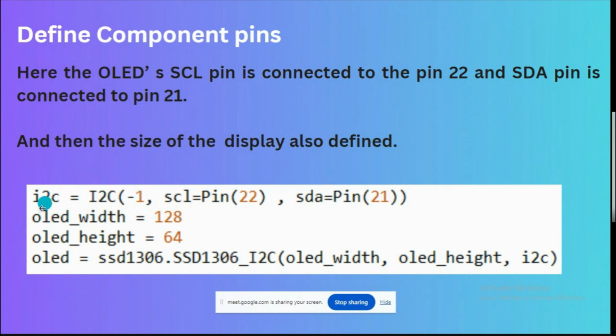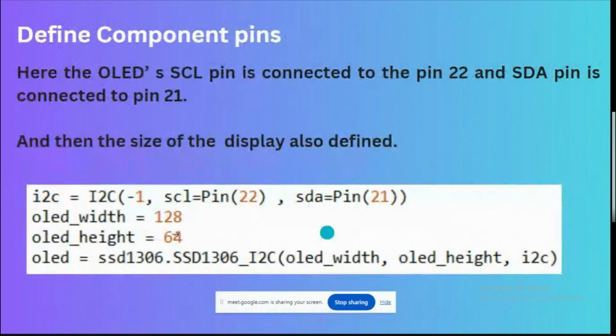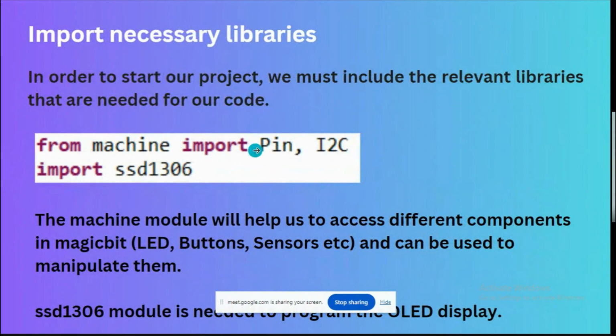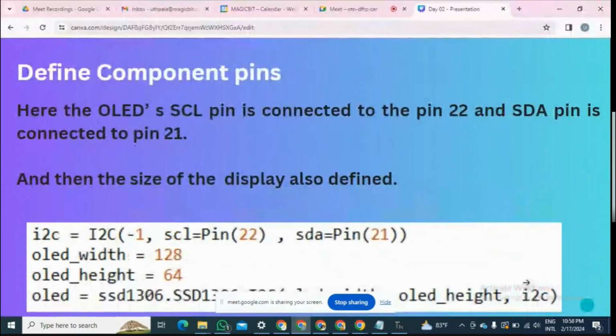So here in this code section, the first line is for that. It has been given the name i2c, and the format of that definition is taken from the I2C part in the machine library that we imported here. Look at here, capital I2C is there. So the same I2C is taken here to define that this line refers to that I2C section in the machine library.